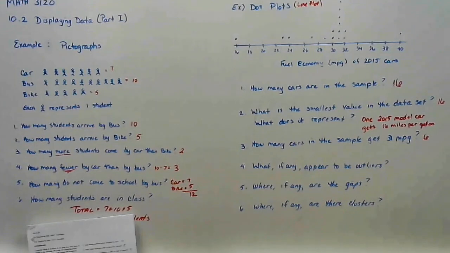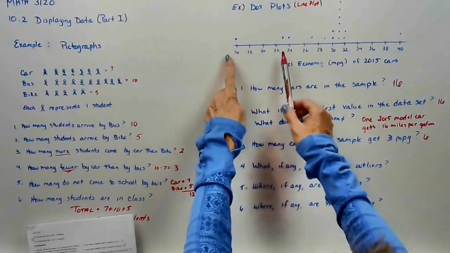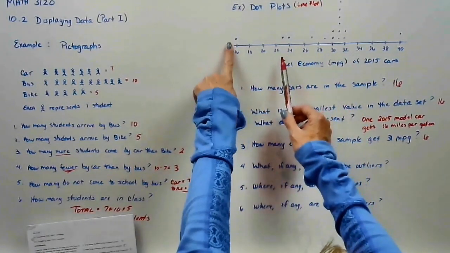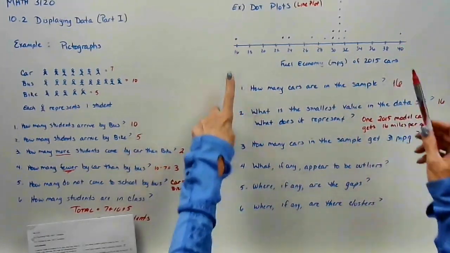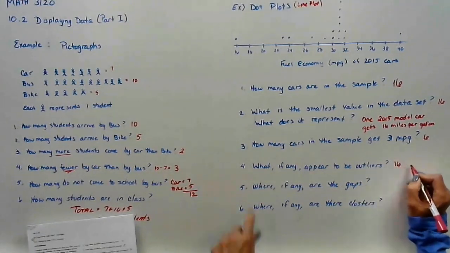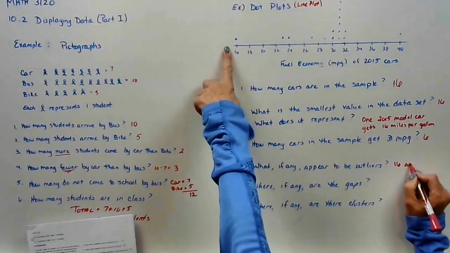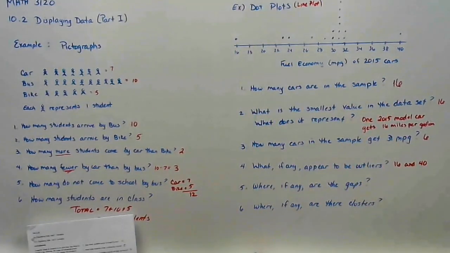Do we have any that appear to be outliers? Because I haven't taught you how to find an outlier yet. Well, an outlier is a data point, or points, which appear way far away from all the others. So it looks like 16 is pretty much all by itself out here, and 40 is all by itself out here. So it looks like I have two outliers: both the number 16 on the low end and 40 on the upper end.